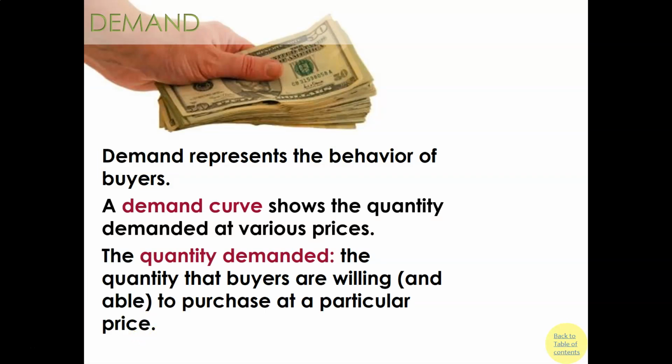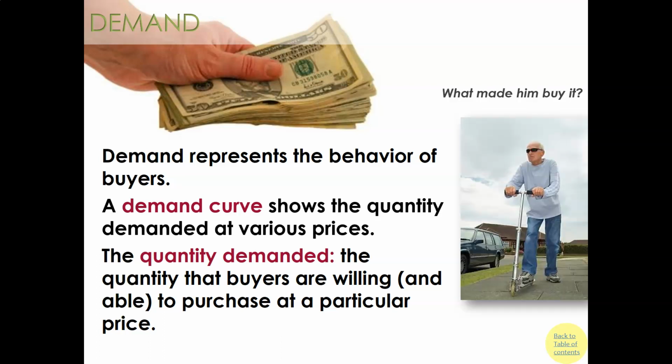The supply and demand model is the model that allows us to talk about how that market behaves. So demand represents the behavior of buyers, right? A buyer is someone who's purchasing something in the marketplace. The demand curve shows the quantity demanded at various prices, so there'll be an actual quantity associated with each price. And that quantity demanded is the quantity that buyers are willing and able to purchase at any given price along that demand curve. So you might ask, why did this elderly, maybe retired gentleman decide to buy a Razor scooter? Maybe he did so because the price fell enough to where he thought he'd try it and buy it.